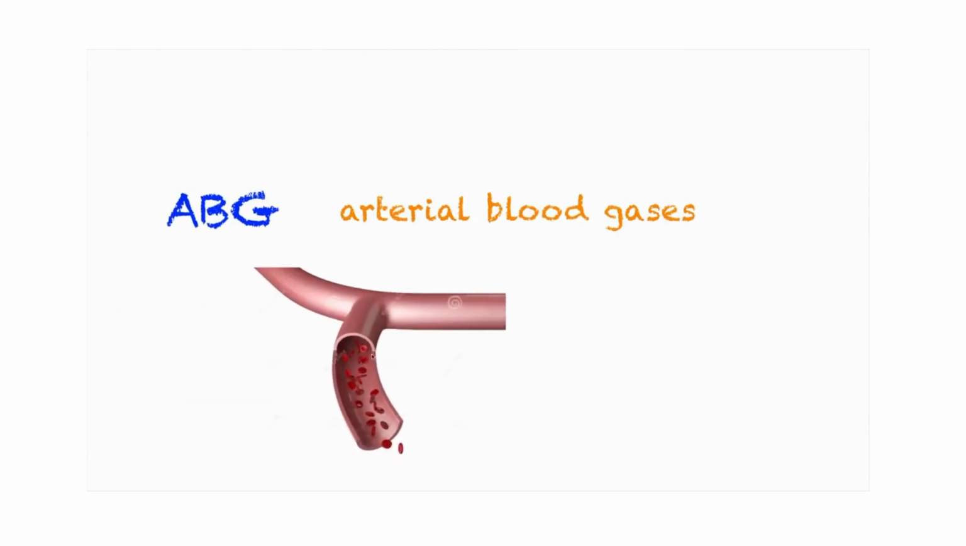ABG. ABG stands for arterial blood gases. Arterial blood gases are simply the measurements of the acidity or alkalinity of the arterial circulation. It also measures gases such as oxygen and carbon dioxide.